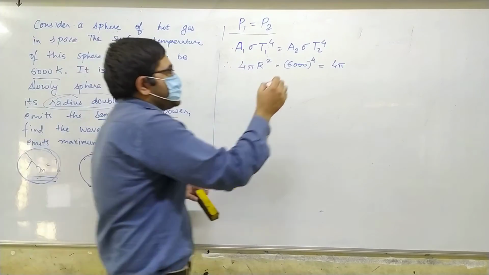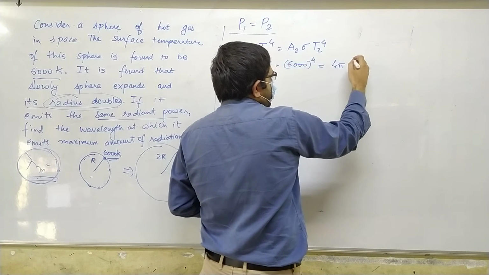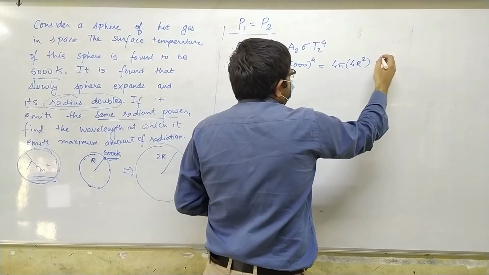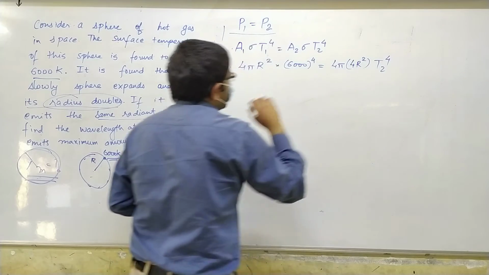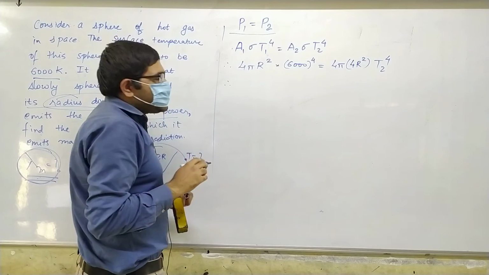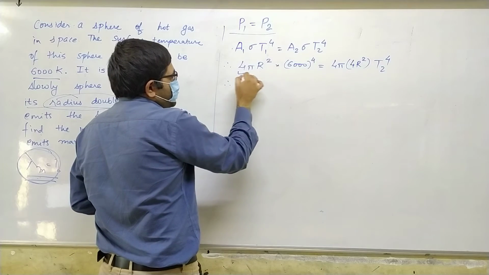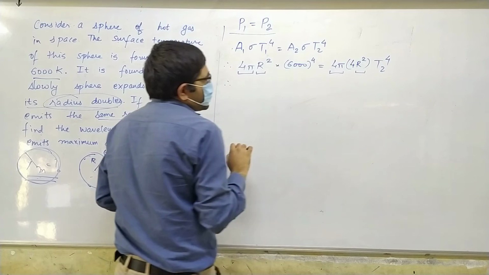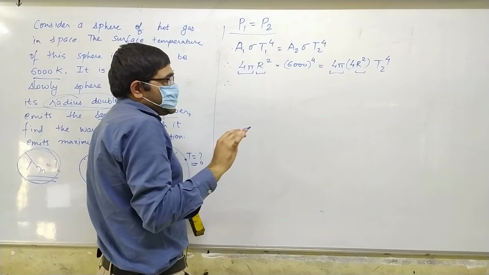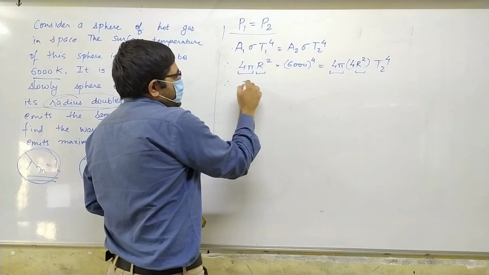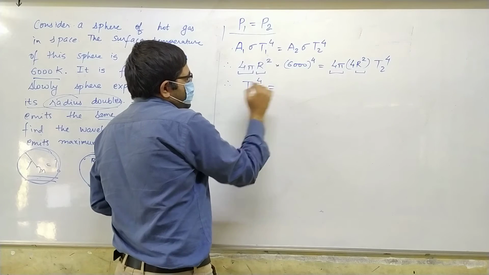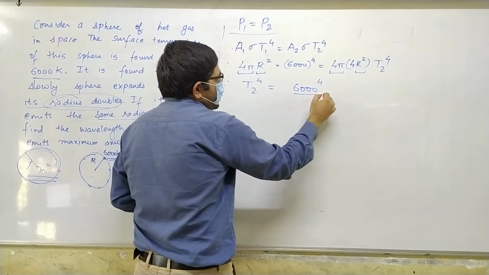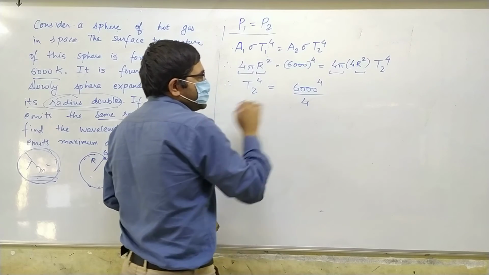Okay, W. So here we should be writing 2R whole square, that is 4 into R square. And T2 we don't know. So this is what we get. I'm going to cancel whatever I can. 4 pi cancelled, R square cancelled. So that 4 remains. That's it. So we get T2 raised to 4 equal to 6000 raised to 4 divided by 4.